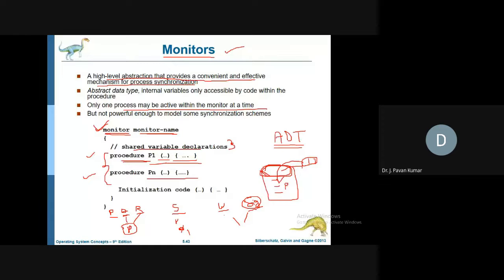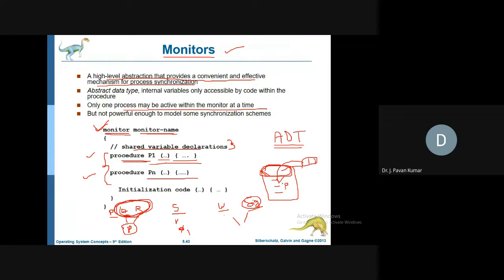Usually in the signal operation of the semaphore, we will increment the semaphore value so that more than one process can enter into the critical section. This is the problem here. But in this monitor, whenever it gives a signal, only one process can be active again. That is the thing.